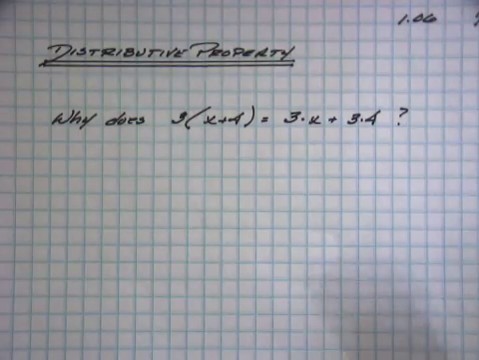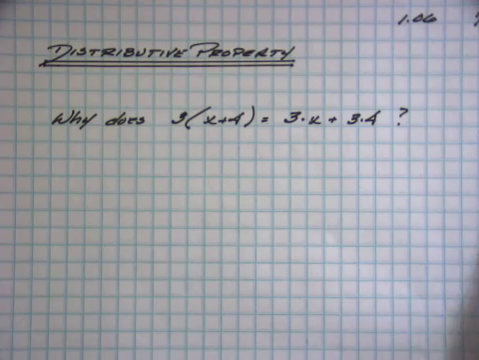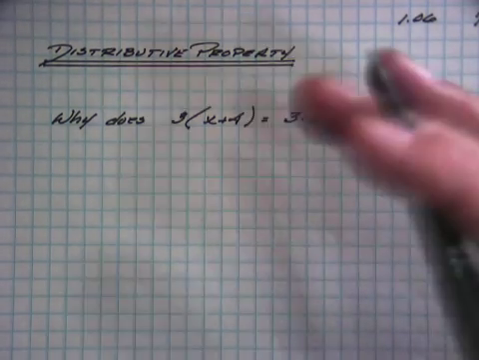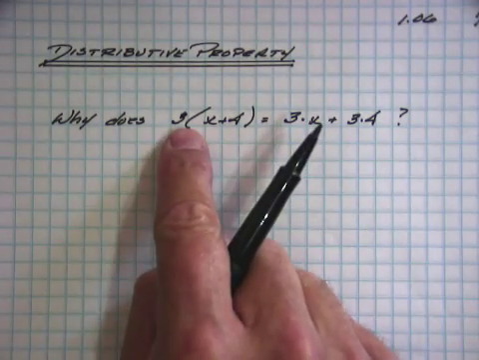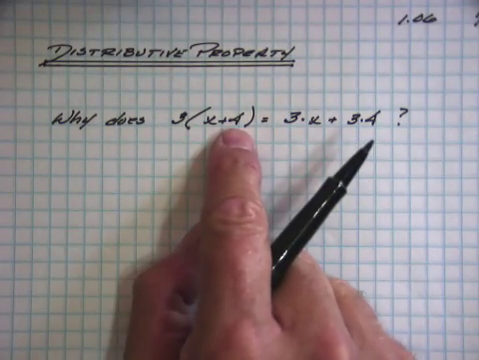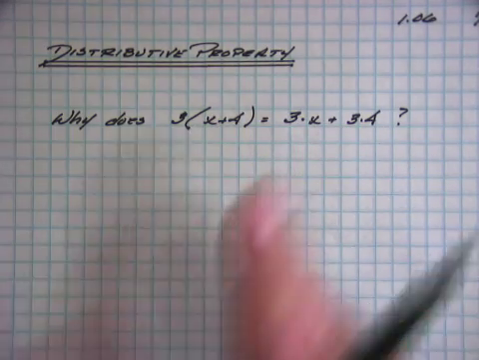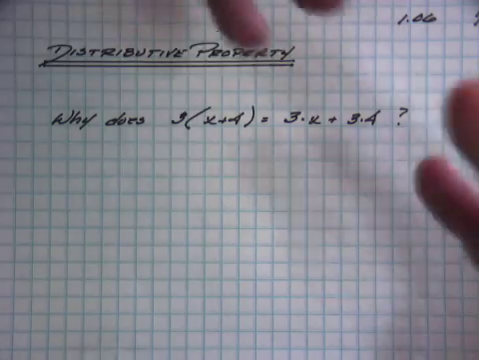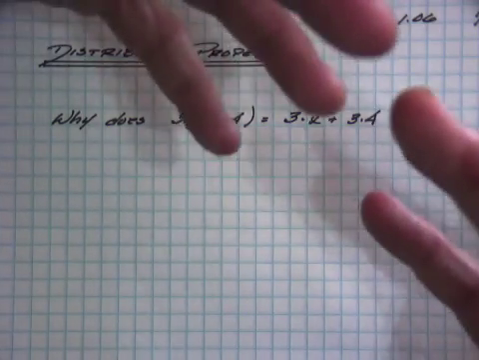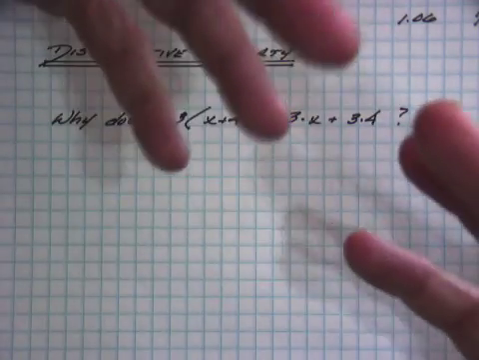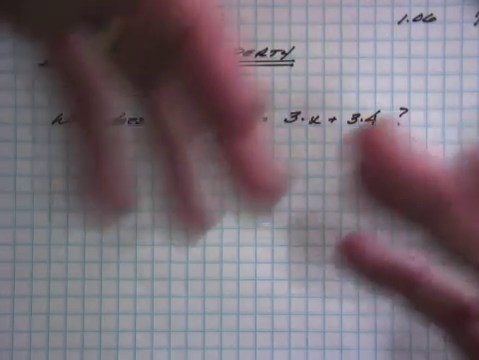Okay, you know the distributive property because I know you've had it since about the 6th grade. But I want to go back to why. Why does it work? Why is 3 times the sum of x and 4 equal to 3 times x plus 3 times 4? Because you've got to understand the depth of the distributive property to really become effective at using it.